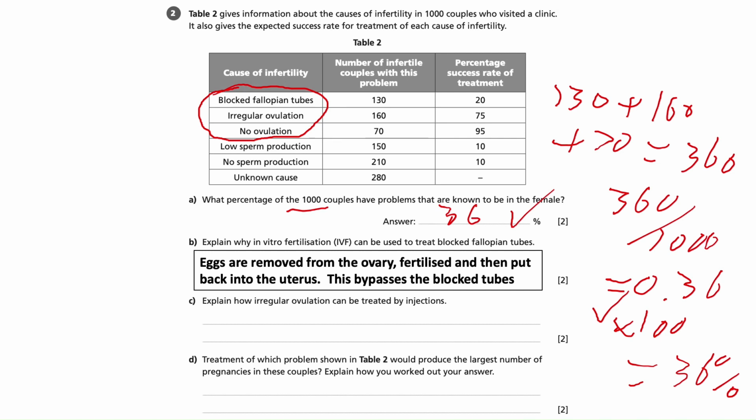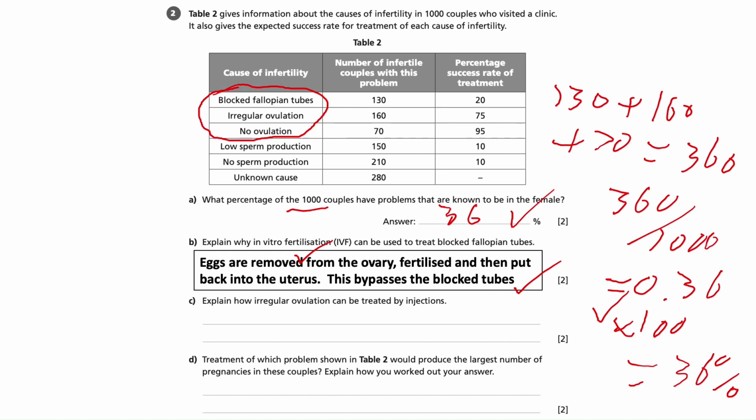So we score 2 marks for that answer. So we get 1 mark for saying that the eggs are removed from the ovary, fertilized, and then put back into the uterus, and a 2nd mark for saying that bypasses the blocked tubes. Those points there score 2 marks available for this question.